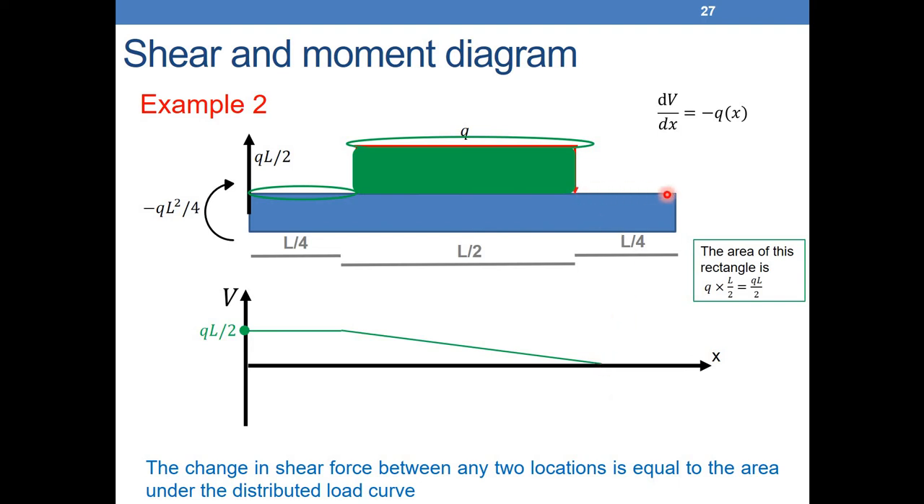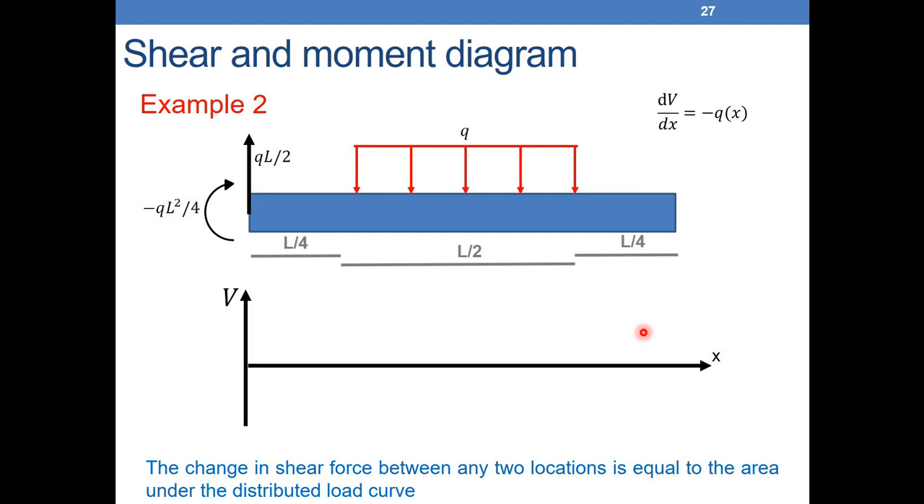After that, I don't have any external load here, so the shear force will be constant, equal to 0. So let's repeat. We start at QL over 2 with a force going up. Here I don't have any load, so Q is 0 and V is constant. Here I have a constant distributed load Q, a positive Q, and because I have the minus sign, the line will be going down.